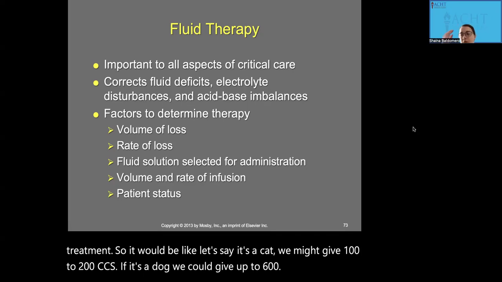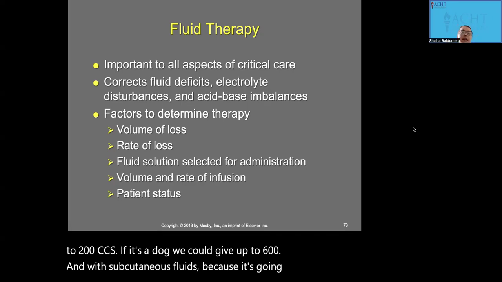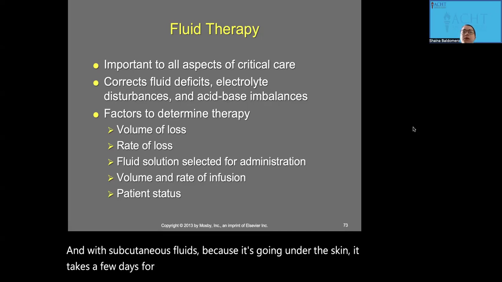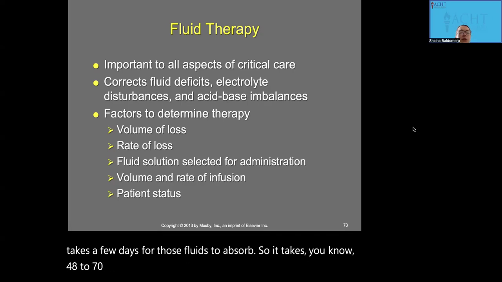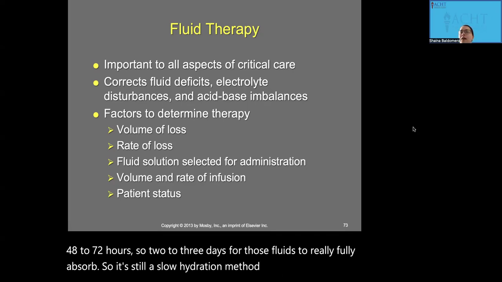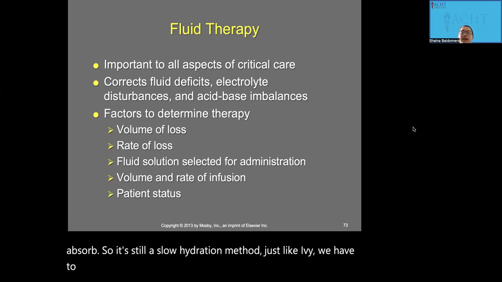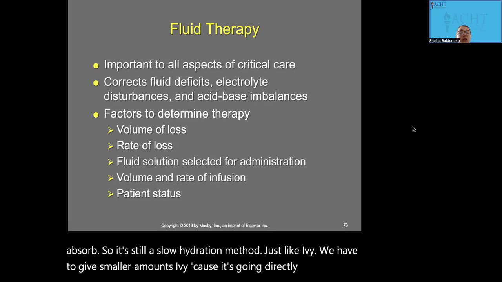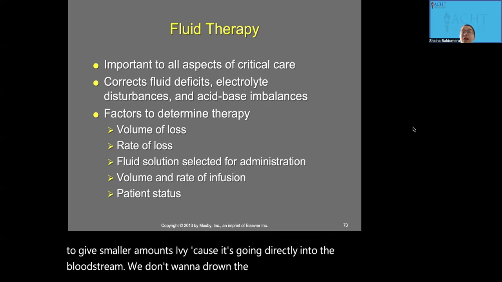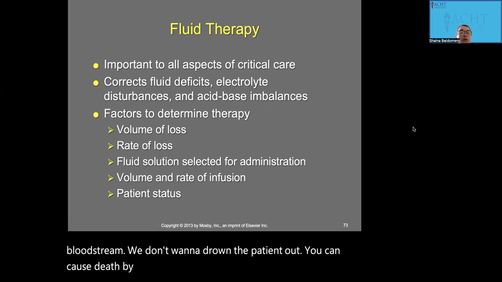With subcutaneous fluids, because it's going under the skin, it takes a few days for those fluids to absorb. It takes 48 to 72 hours, so 2 to 3 days, for those fluids to fully absorb. So it's still a slow hydration method, just like IV. We have to give smaller amounts IV because it's going directly into the bloodstream. We don't want to drown the patient out. You can cause death by adding too much water too quickly to the bloodstream.